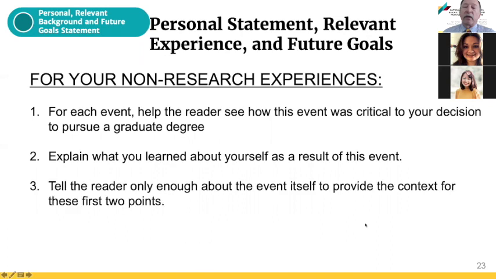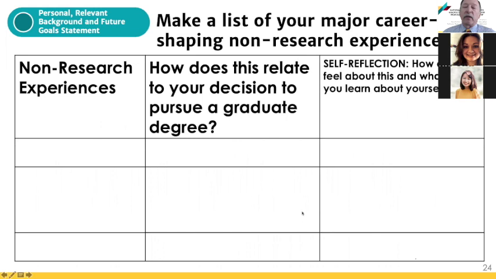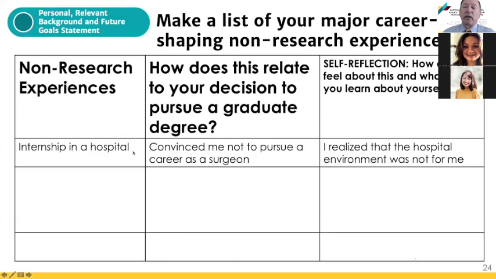And again, you don't have a lot of space in these statements, so you only tell enough about that event to help the reader understand why it's relevant, why it was important, part of your life and your path to get to graduate school. And so do a similar kind of thing: the non-research experience, why that's relevant to your decision for a graduate degree, and then your self-reflection.